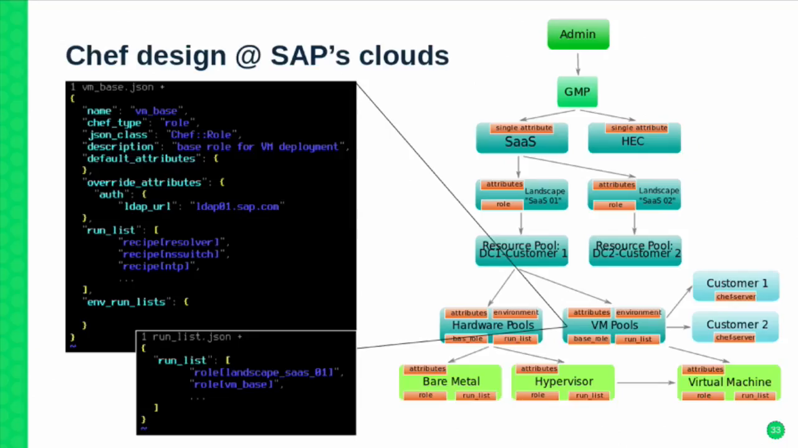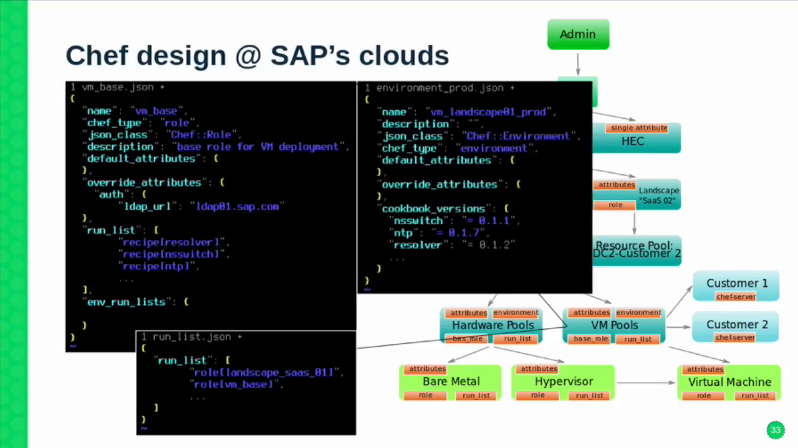Next one is the run list that is attached to, in this case, the VM pool. As you can see, we've just got a landscape role for the basic infrastructure, and we've got the role VM base. And of course, we can have additional roles, like for the customer, special settings and things. It fetches all the stuff that is in those roles. You can put in there additional recipes or additional attributes, and then it takes all this and configures the client accordingly.